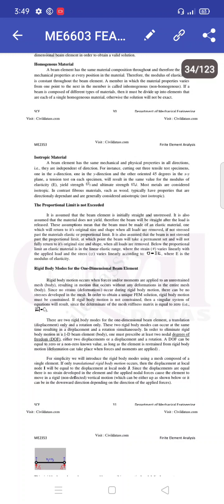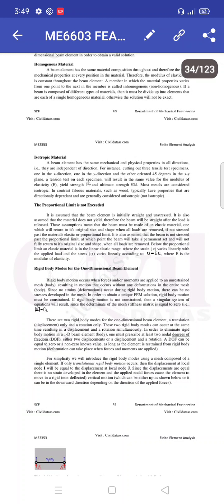In order to eliminate rigid body motion in a one-dimensional beam element, one must prescribe at least two nodal degrees of freedom, either translation displacement or rotation. Degrees of freedom can be equal to 0 or a non-zero known value as long as the element is restrained from rigid body motion. Deformation can take place when forces and moments are applied.